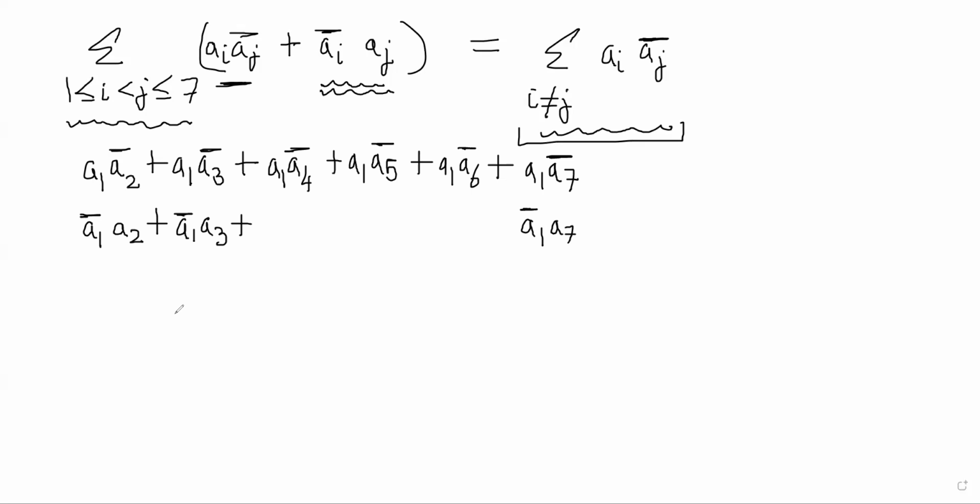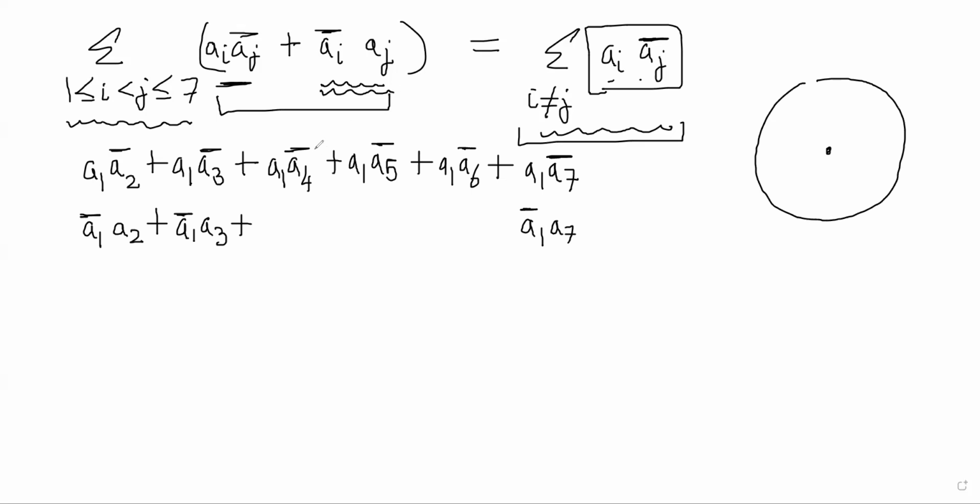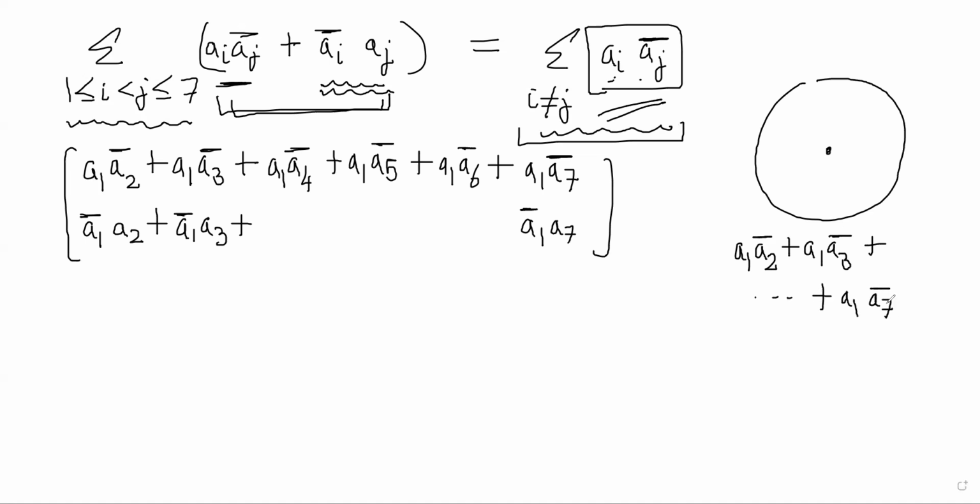Now, what you should realize here is because this is a regular polygon with center like this, ai aj conjugate, when i is not equal to j, will actually cover both of these. Both of these are covered in just this summation. For example, if I had taken i as 1, j could be anything from 2 to 7, right? So this would be a1 a2 conjugate plus a1 a3 conjugate plus a1 a7 conjugate, right?